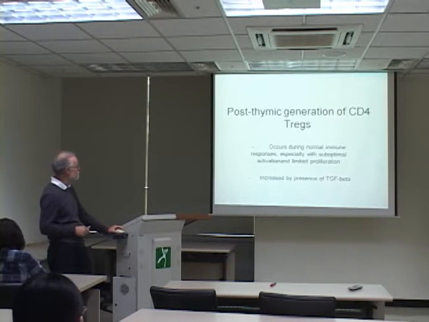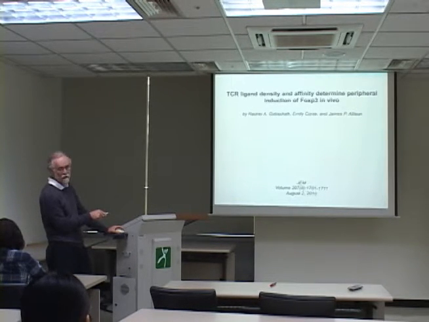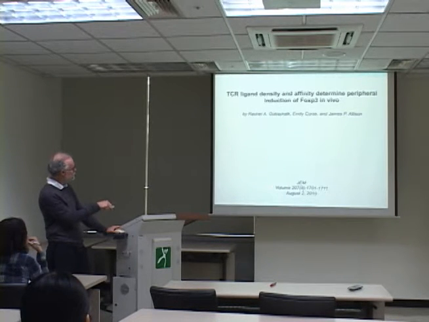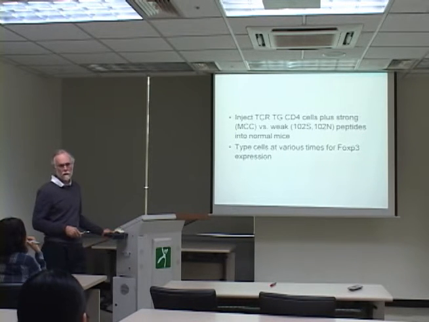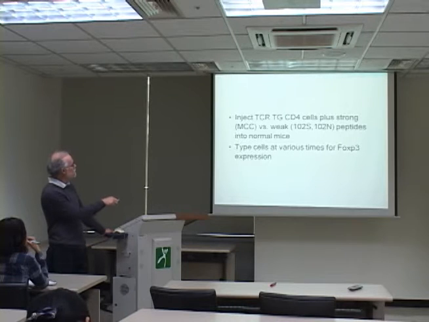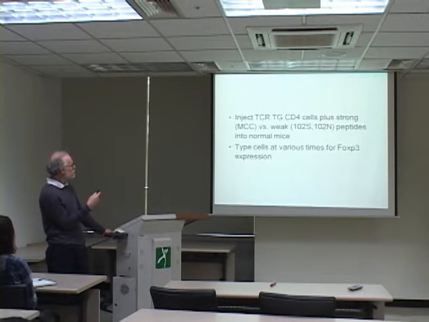And I want to spend a couple of minutes talking about this, and about an interesting paper from Jim Allison that came out just a couple of months ago, published in the Journal of Experimental Medicine. So what he did was to take a TCR transgenic mouse, a CD4 line, and under in vivo conditions, he injected these TCR transgenic cells specific for moth cytochrome C, it's basically a foreign antigen. And he had a number of peptides, synthetic peptides.